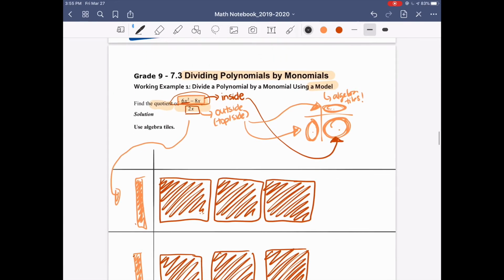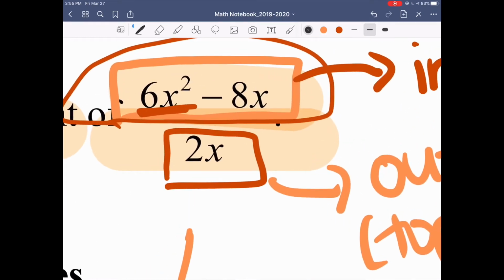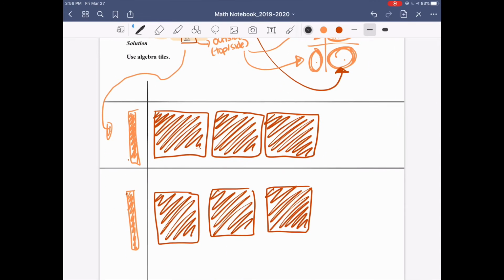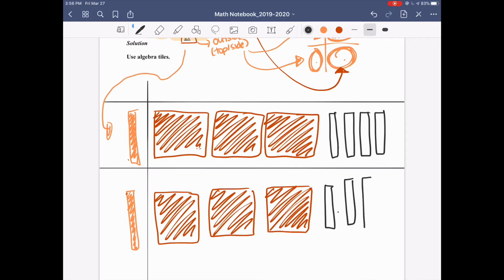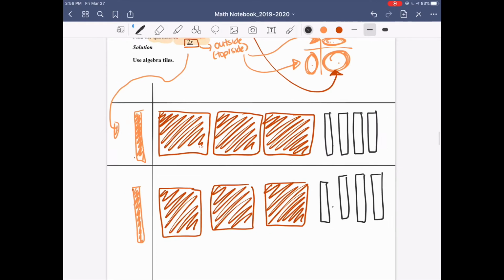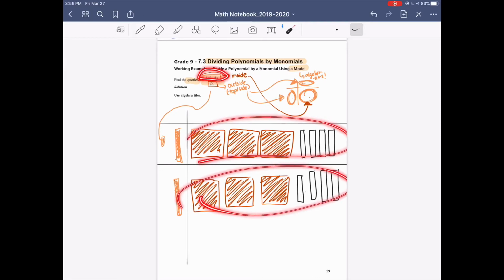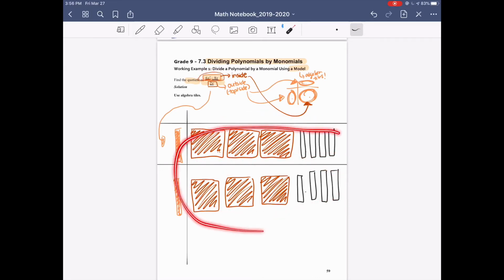Now our next term is 8 negative x tiles. So we have 8 x tiles that are negative. How do we split them up between the two x's? Well, 8 divided by 2 is 4. So that means we can put 4 for each one. I'm going to draw 4 negative x tiles on the top, and then 4 negative x tiles on the bottom. So now we set it up properly. We split this up evenly between the two x's, and they're all still within this middle area.